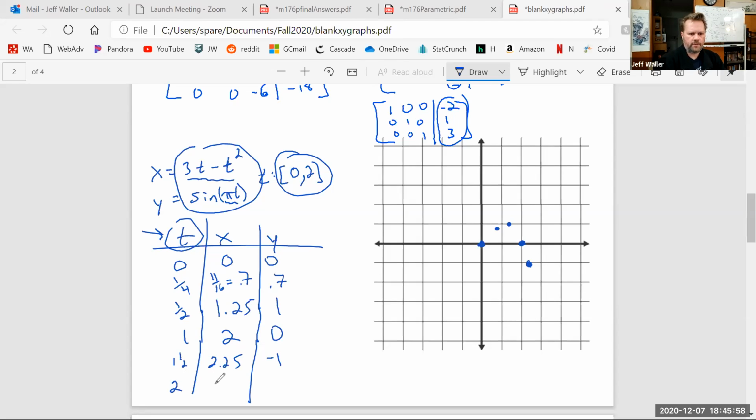And then let's try to take a big step to 2. 2x is 2, it looks like, right? 6 minus 4, yeah. And then at 2, sine is 0 again. So I get to, well, that's kind of funky. It goes back to 2, 0.